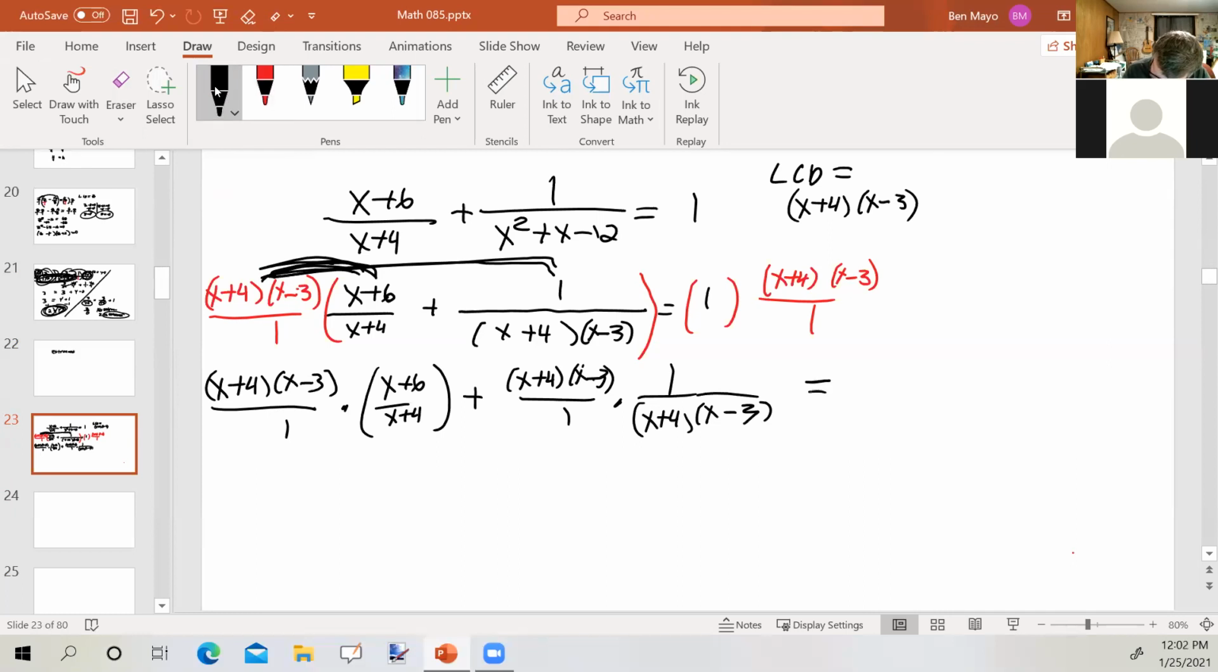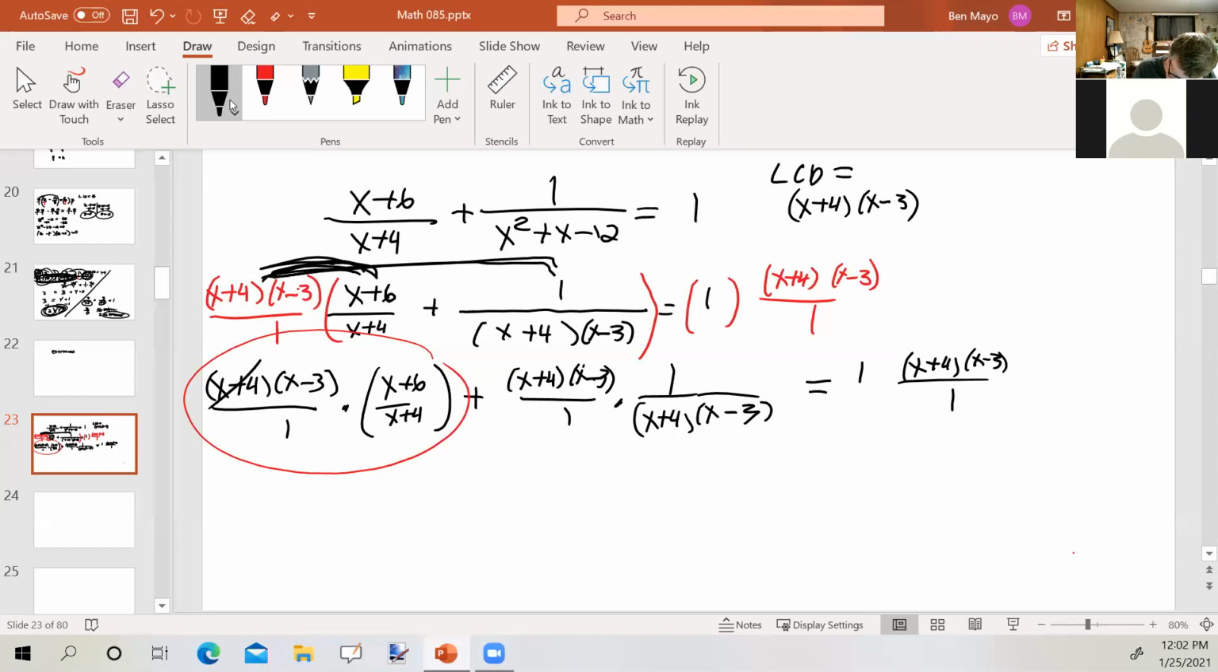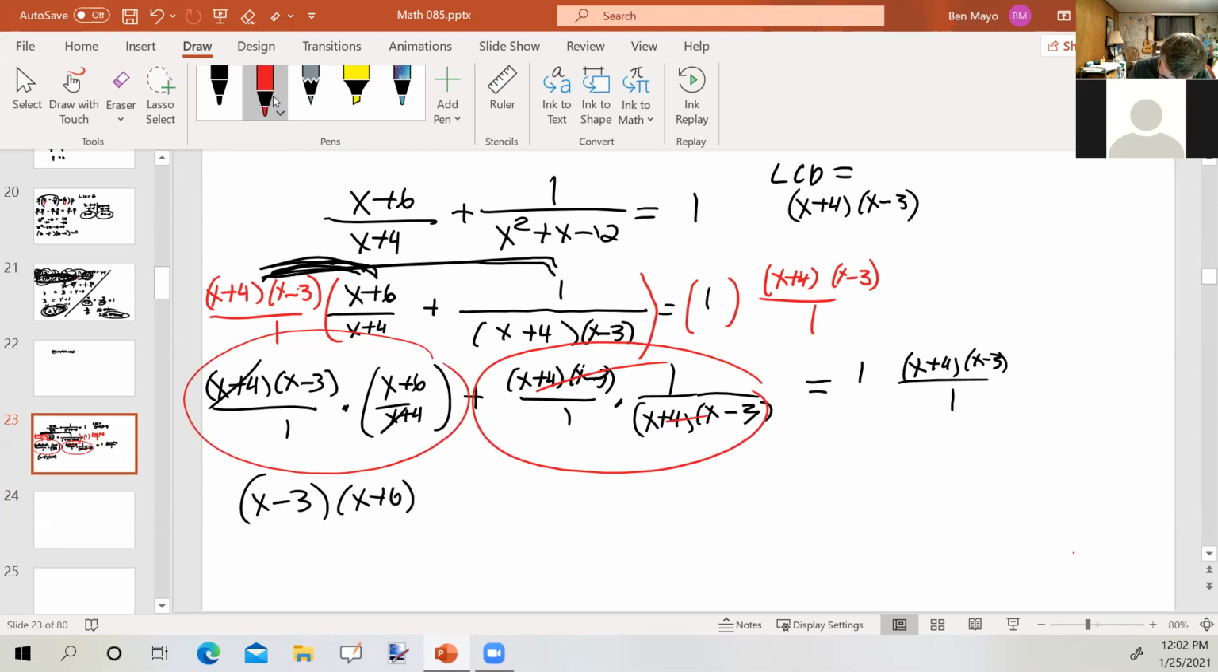All right, equals 1 times (x + 4)(x − 3) over 1. Okay, we good? Hopefully. So now, simplifying this whole mess, the x + 4's go, and I have (x − 3)(x + 6). Simplifying all of this, everything goes except I just have minus 1. And over here, I've got (x + 4)(x − 3). But I've gotten rid of all the fractions.